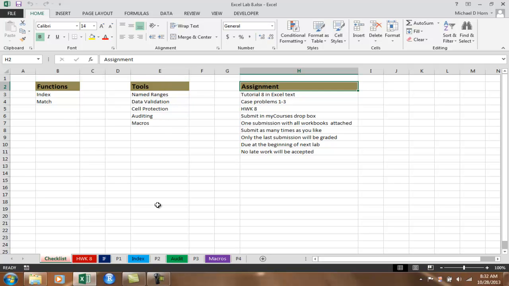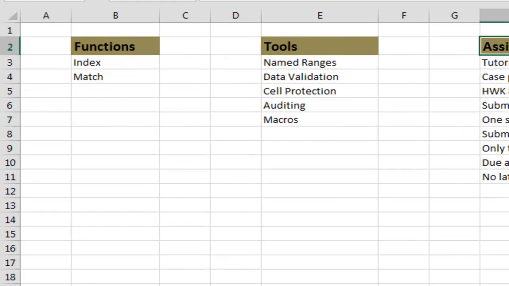All right, so the assignment is 3 case problems from the tutorial or the book, and 1 here in this workbook. And I think that's all we need to say.